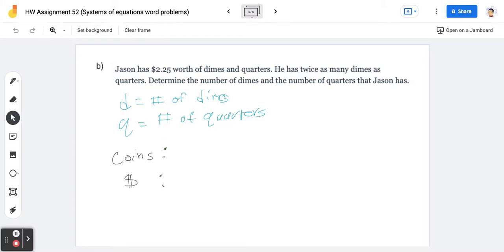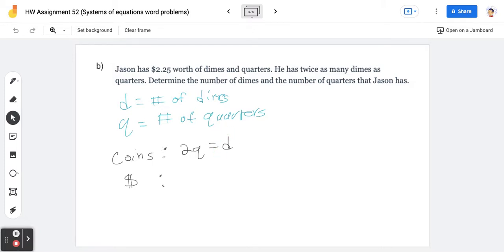So it says he has twice as many dimes as quarters. Twice as many dimes as quarters. All right, so that means the amount of dimes he has is 2 times the amount of quarters he has. So then my equation here would be 2Q is equal to D. And let's see if that makes sense. Twice as many dimes as quarters. So if I multiply the amount of quarters I have by 2, I'll be given the amount of dimes that I have.